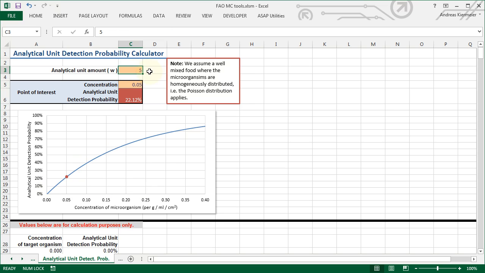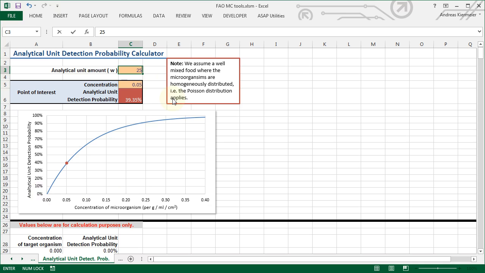We can now use the calculator to see what happens if we increase the analytical unit amount from say 5 to 10 grams. The analytical unit detection probability increases, and we can see a shift in the curve upwards. So this effect holds across all concentrations.